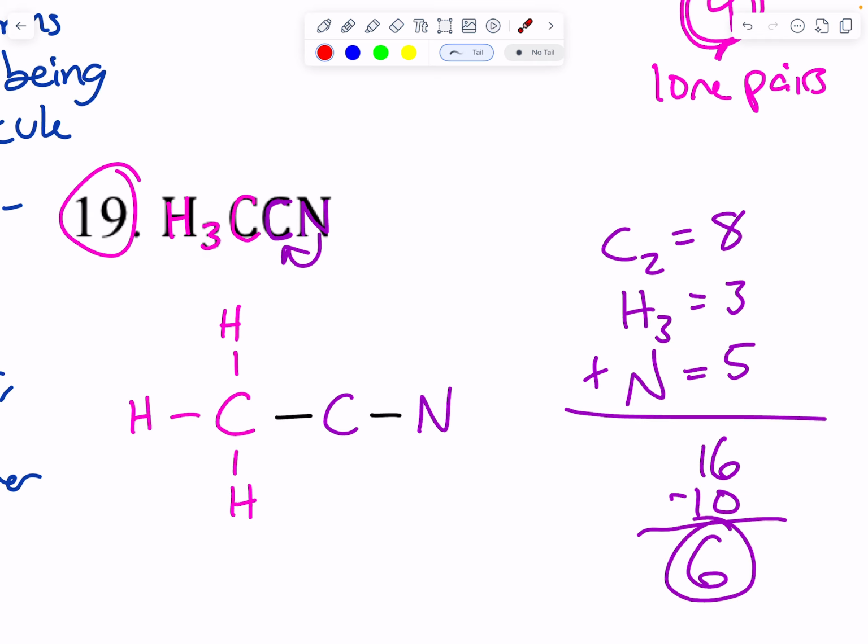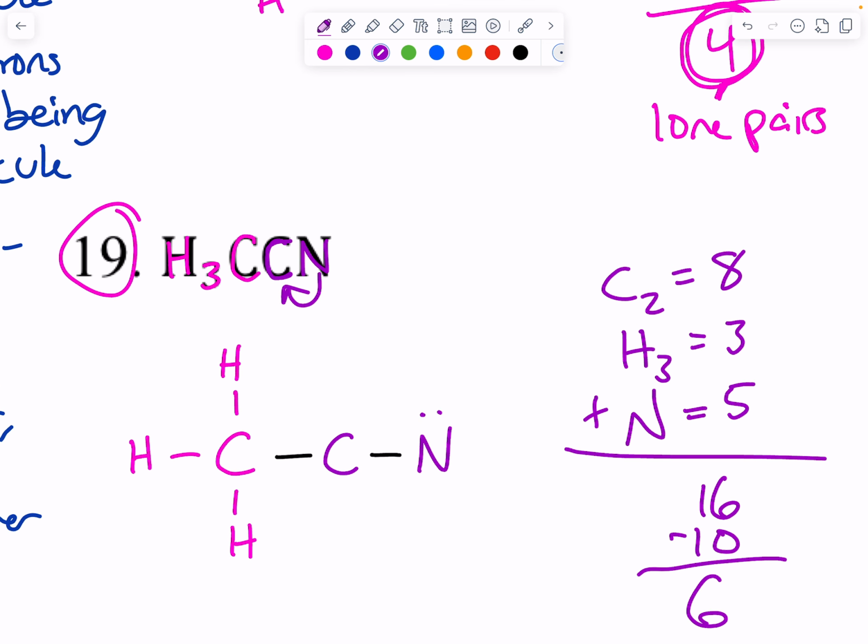So we're going to take these 6 and place them on the nitrogen as lone pairs. So I have 2, 4, 6. Excellent. Now my nitrogen is happy because he has achieved octet. And we already know that all my hydrogens are happy as well because they have their own version of octet. They all have 2, and that makes them happy. And then the carbon in the middle, he has 1, 2, 3, 4 bonds, making him have 2, 4, 6, 8 electrons, making him happy. So everyone here is happy.